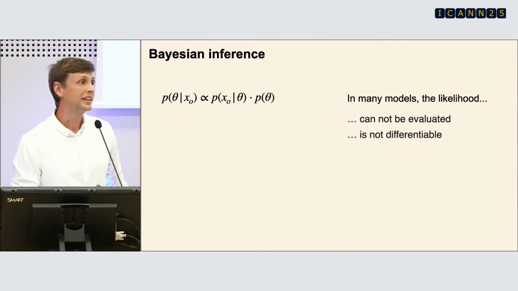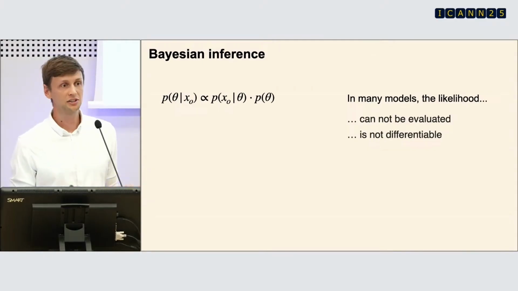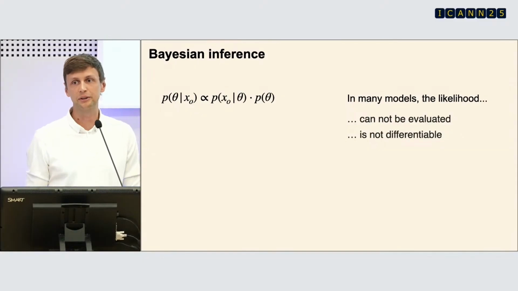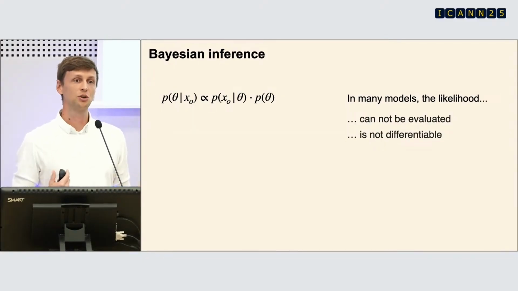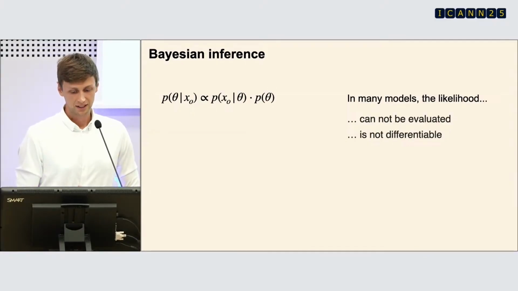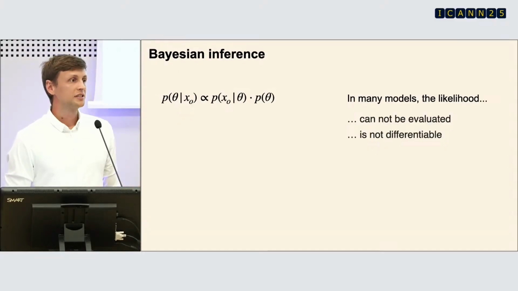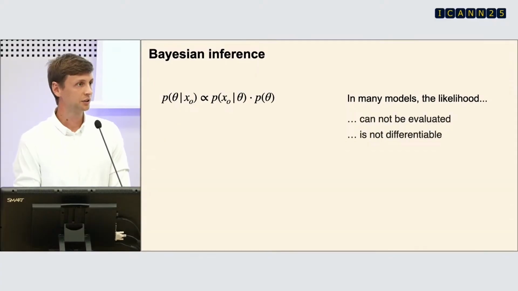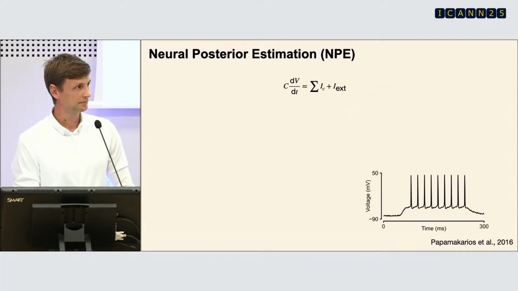And in others, the gradient might not be available, either because the simulator has been written in a programming language that doesn't provide us with automatic differentiation, or because it has some sort of discrete states that just set the gradient to 0. Simulation-based inference aims to make Bayesian inference possible for these kinds of models. And one of the popular techniques for this is called neural posterior estimation, which I'm going to describe now.